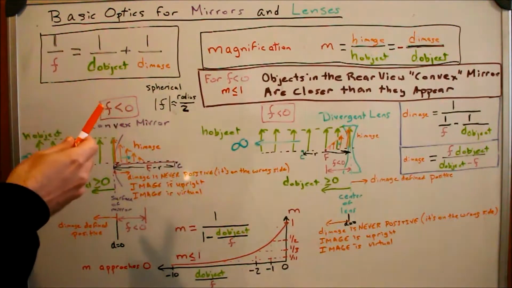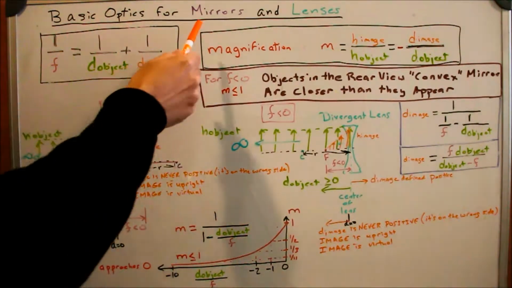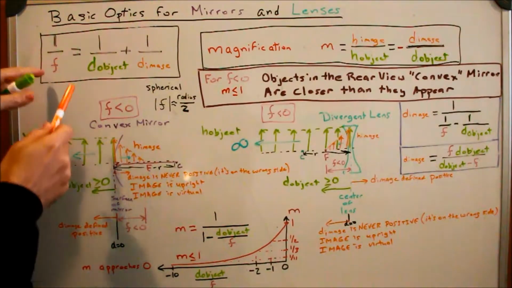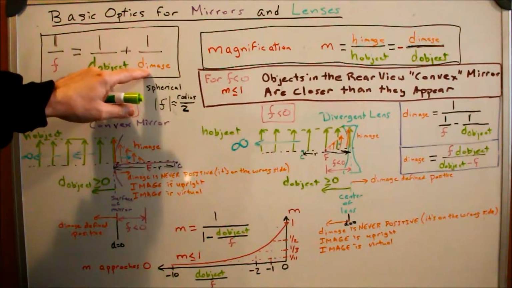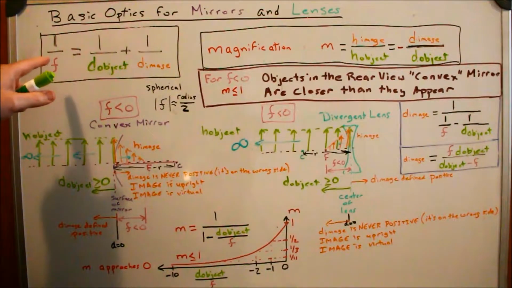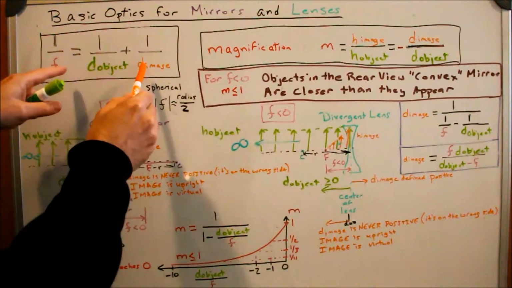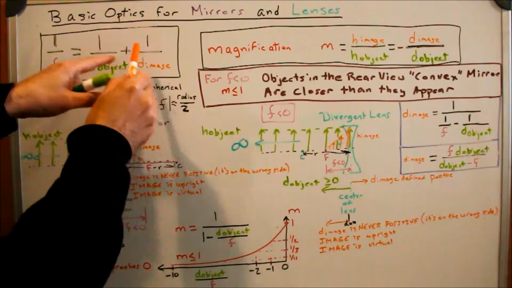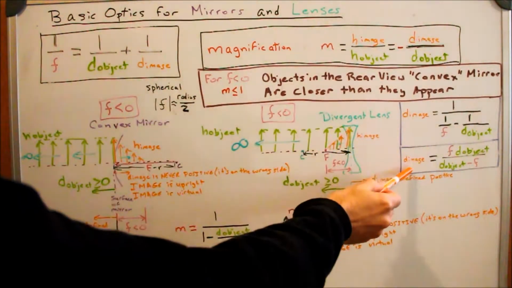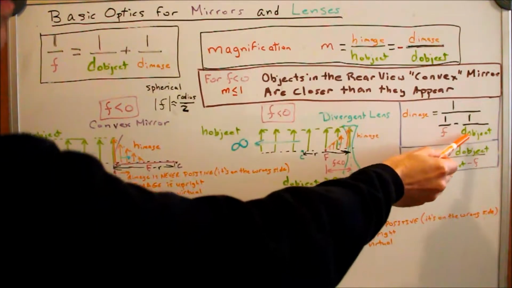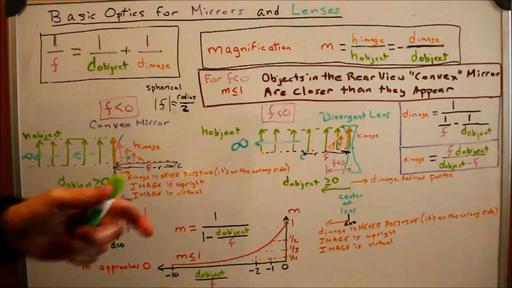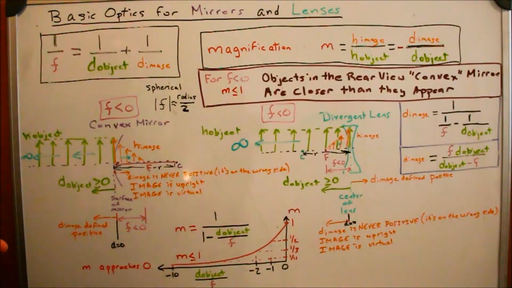So the first equation, the general equation for all mirrors and lenses, is 1 over the focal length equals 1 over the distance to the object plus 1 over the distance to the image. I can solve for the distance of the image and do some algebra, and here are two alternative forms for solving for the distance of the image as a function of focal length and distance to the object, and those help me understand what's going on as well.